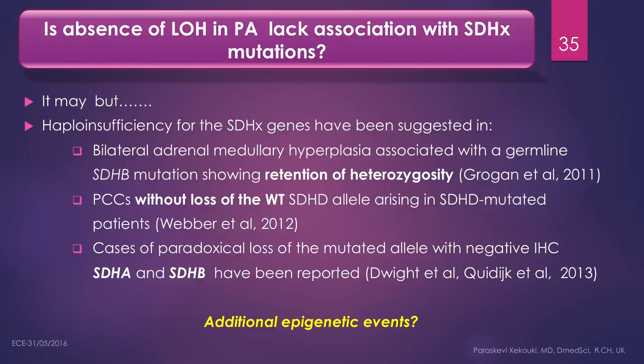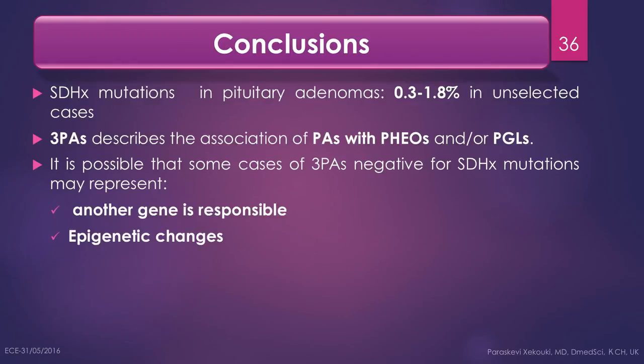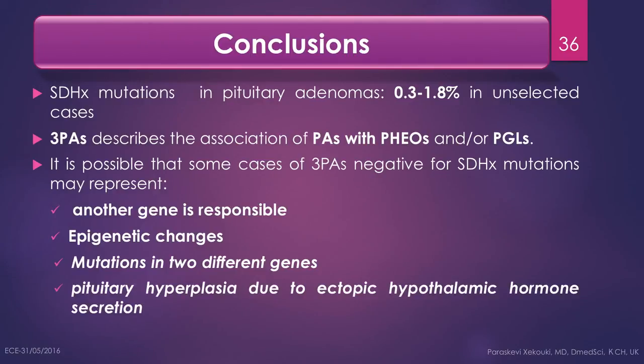So to conclude, SDH mutations in pituitary adenomas in unselected cases are rare, and based on the reported cases, they range from 0.3 to 1.8%. 3PAS describes the association of pituitary adenomas and pheos and paragangliomas. It is possible that some cases that present with 3PAS negative for succinate dehydrogenase mutations may represent another gene that may be responsible, epigenetic changes, mutations in two different genes, pituitary hyperplasia due to ectopic hypothalamic hormone secretion, this is something that we should always keep in mind, and a mere coincidence.